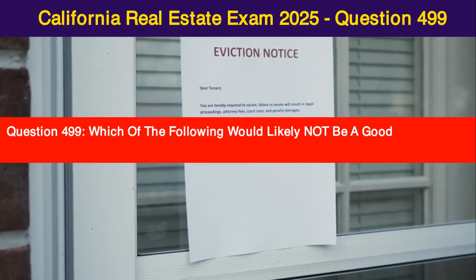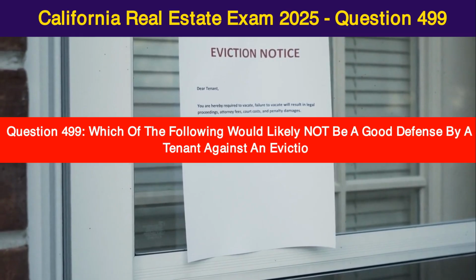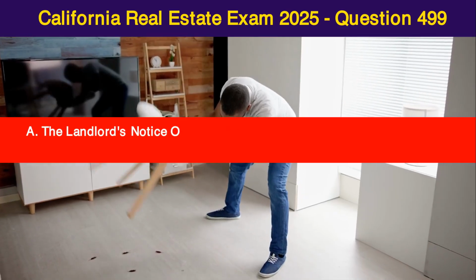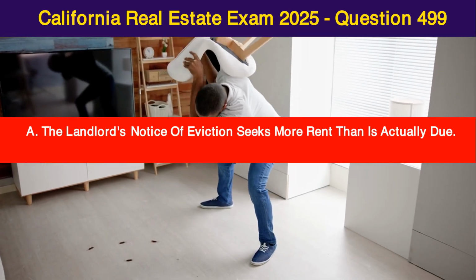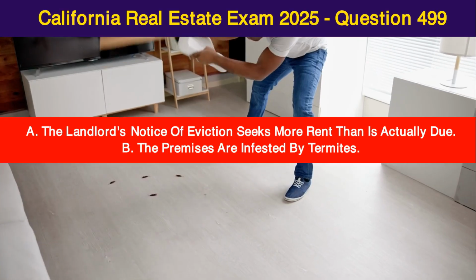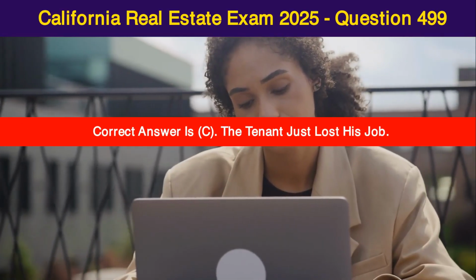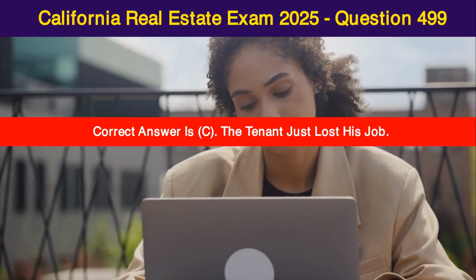Question 499. Which of the following would likely not be a good defense by a tenant against an eviction? A. The landlord's notice of eviction seeks more rent than is actually due. B. The premises are infested by termites. Correct answer is C. The tenant just lost his job.